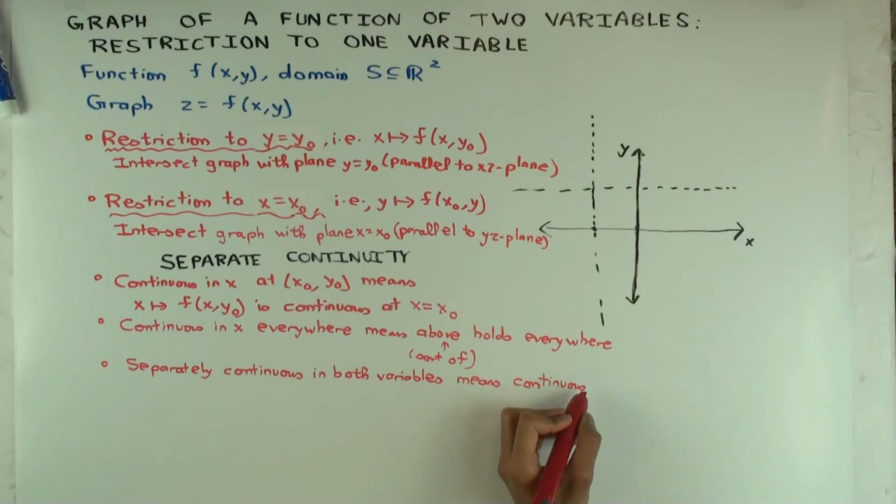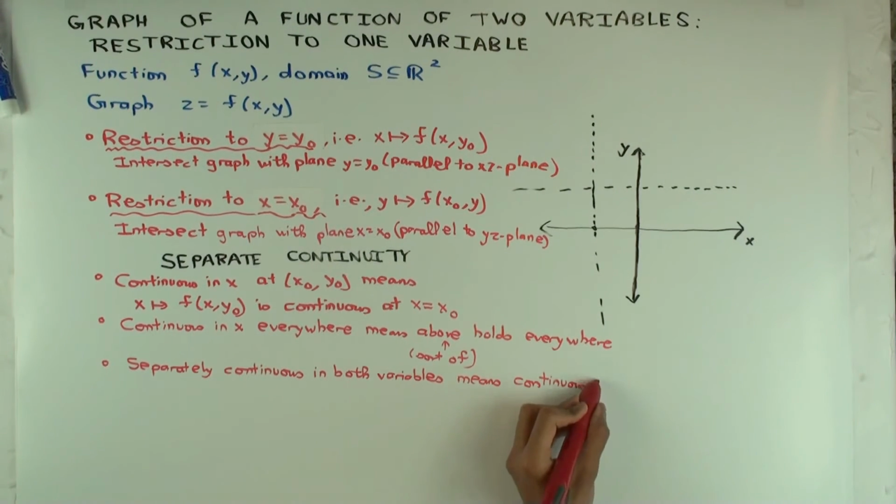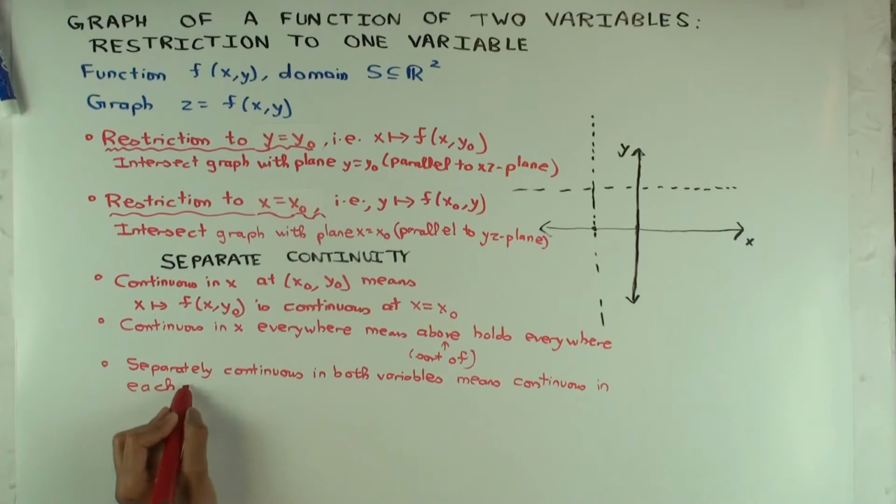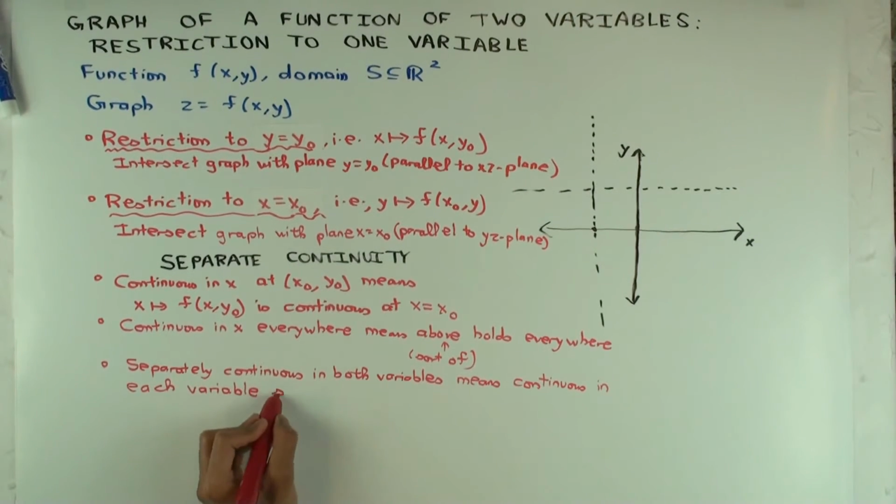Separately continuous in both variables means what? Continuous in each variable separately, but it need not be jointly continuous, which means that if you look at a diagonal direction of approach or a curved direction of approach, it need not be continuous.